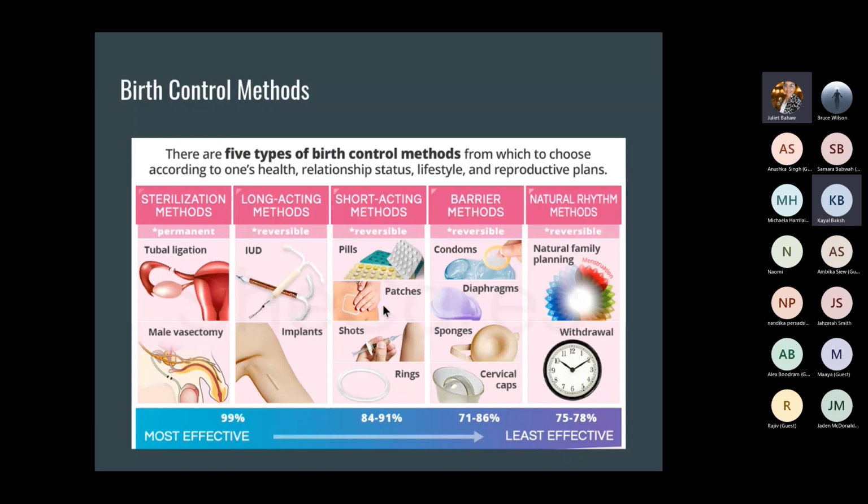Likewise, the patch, the shot, the ring. Barrier methods would be the condom, diaphragm, sponge, and cervical caps.